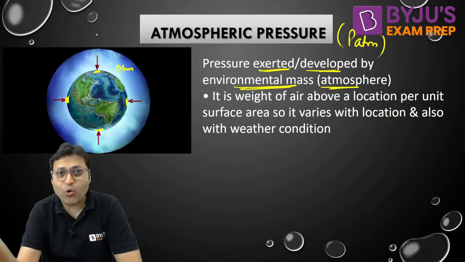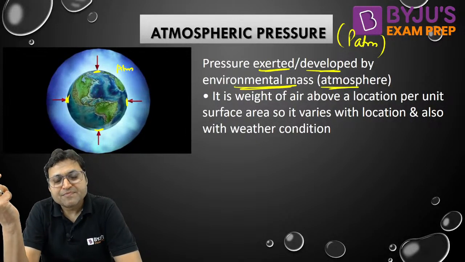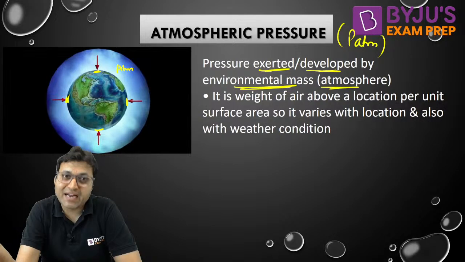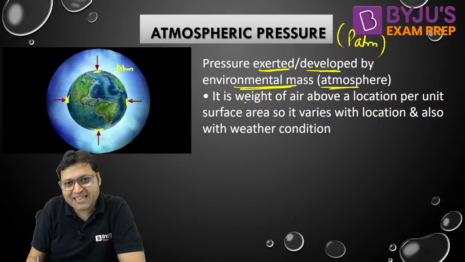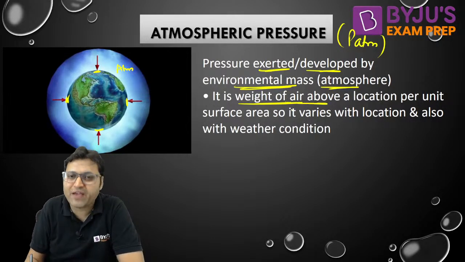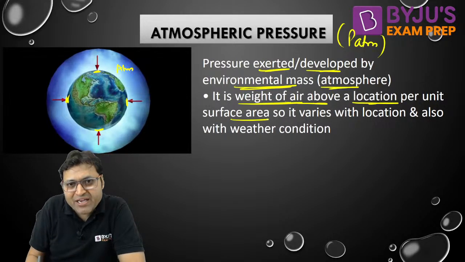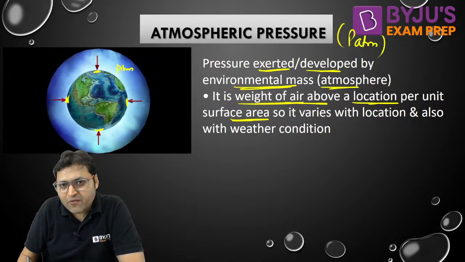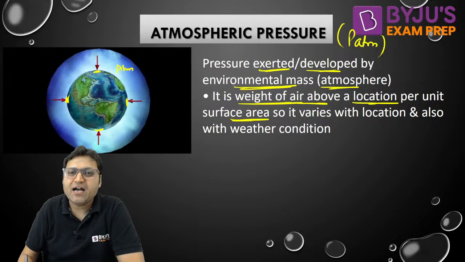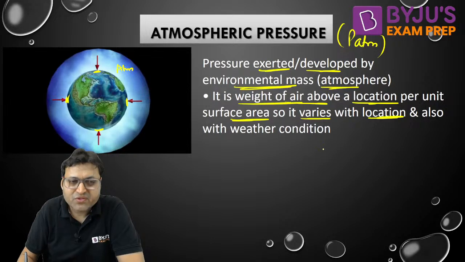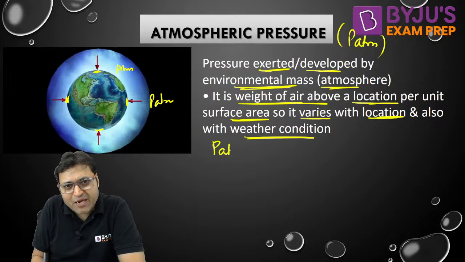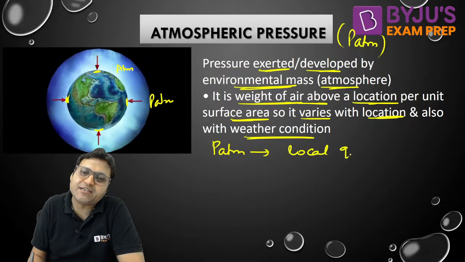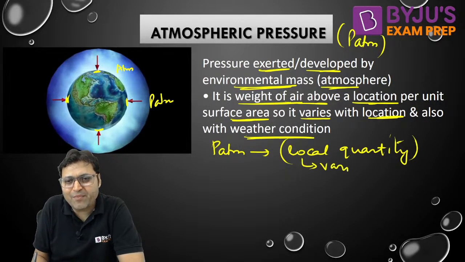So it is different at the poles, and it will be different at the equator, because the Earth is not round. That is why the atmospheric pressure will be different at different locations. So we can say it is nothing but the weight of air. Mathematically, it is the weight of air above a particular location per unit surface area, and that is the reason it varies with the location. It varies with the weather condition also. So atmospheric pressure is always a local or variable quantity, isn't it?